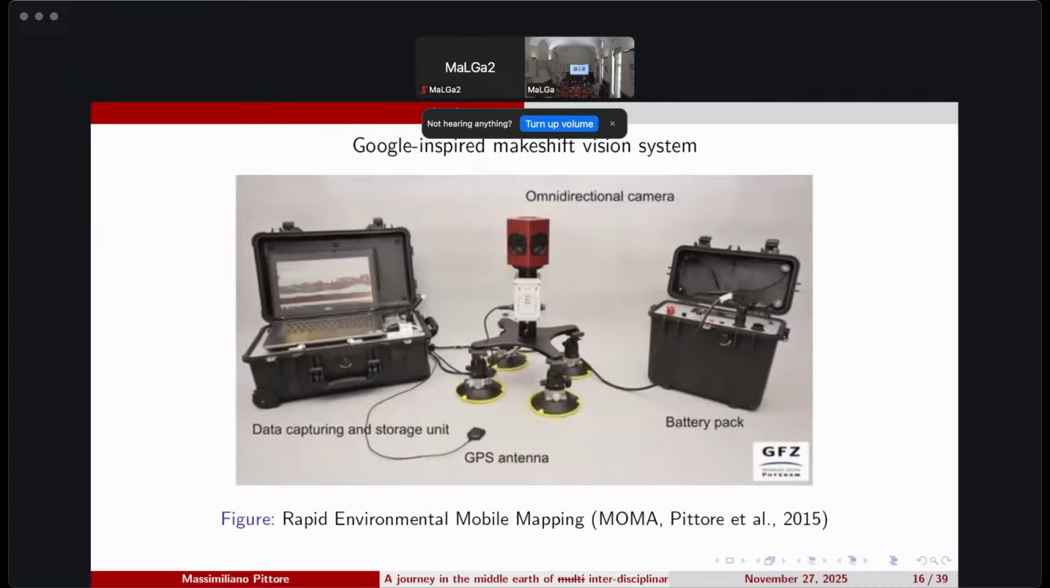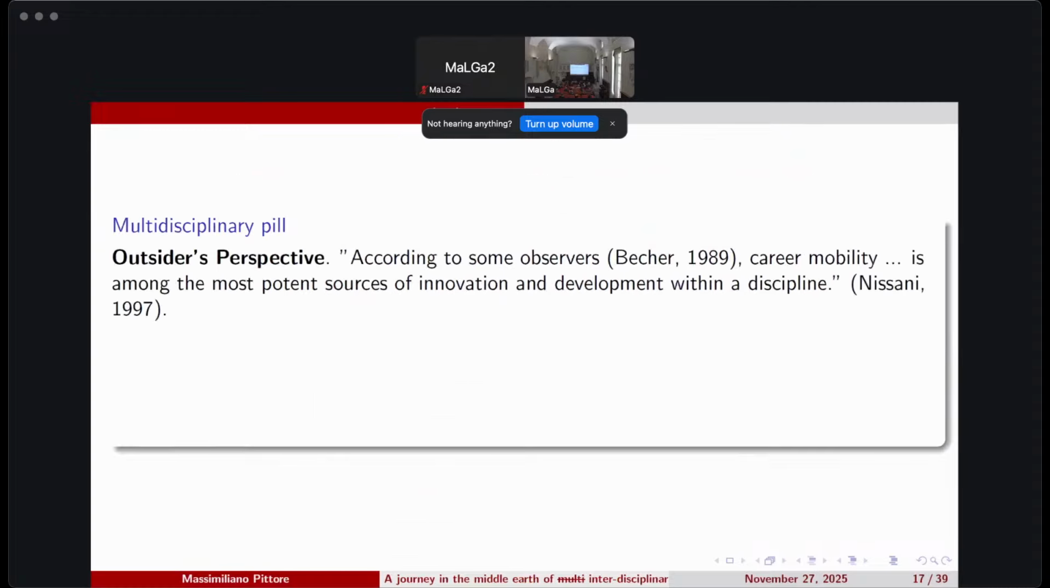And talking about vision, when we started thinking, okay, we have these very nice maps so we can understand very large areas by remote sensing, but we should also get some information from the ground, and how can we do this? So we did our own kind of Google Street View inspired, makeshift vision system. We just took the very same camera that Google was using. We placed this with 4 sucking cups, with a computer, GPS and so on, and we started bringing the system around, collecting really a lot of images. I will get back to this point.